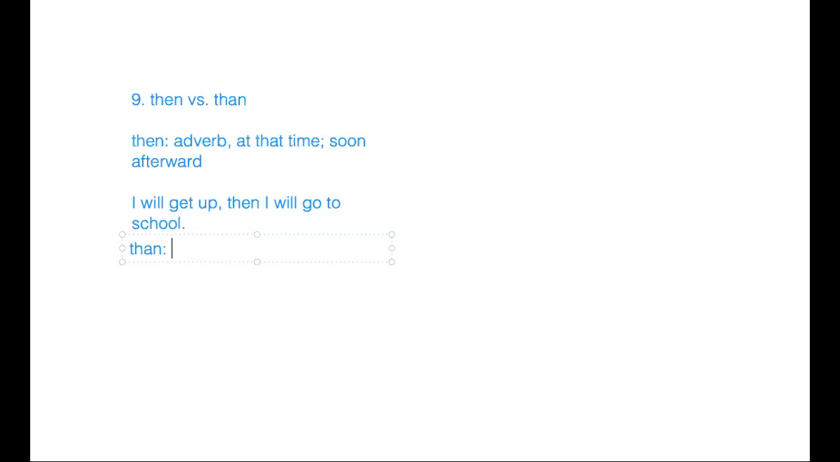"Than" is used to compare. So if we're talking about "than," we're not talking about the passing of time. We're comparing 2 things to each other. Like, she is taller than her brother.